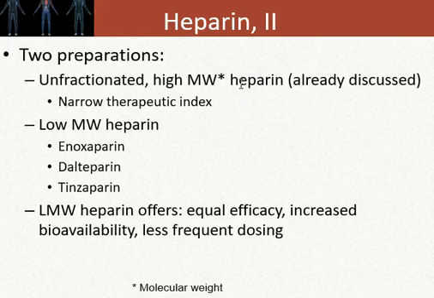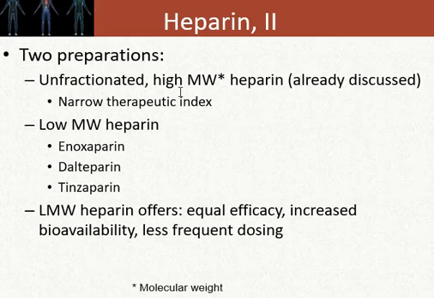There are two preparations. There's unfractionated heparin, which has high molecular weight. If any of you have worked in the lab or done protein chemistry, you know that you can separate proteins based on molecular weight. The heavier, bulkier molecules can be fractionated off, but in this case they're not. We collect that pre-fraction before they're spun down, and that's the unfractionated high molecular weight heparins. Although these drugs work, they have a relatively narrow therapeutic index, but they've been used historically for so long, and we know how to use them, that they're still relatively popular.